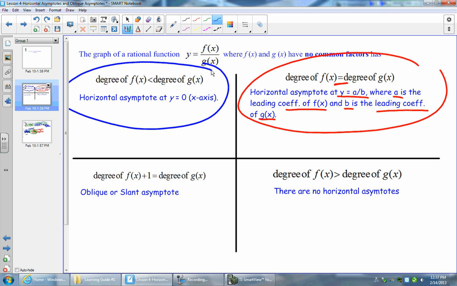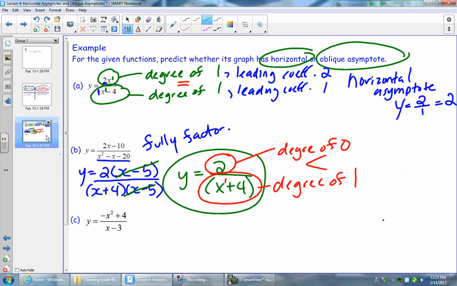F of x, or the degree of the numerator, is less than the degree of the denominator. So what does that mean in terms of our asymptotes? We have a horizontal asymptote at y is equal to 0, which is the x-axis. So that's what's happening with that graph right there.